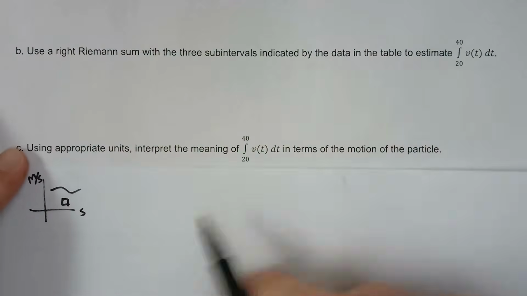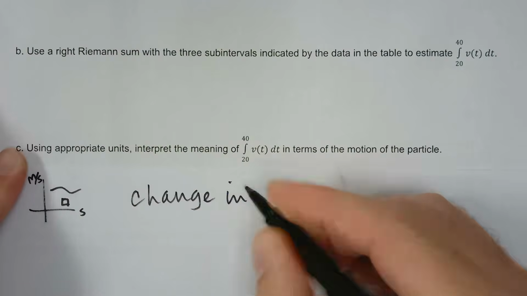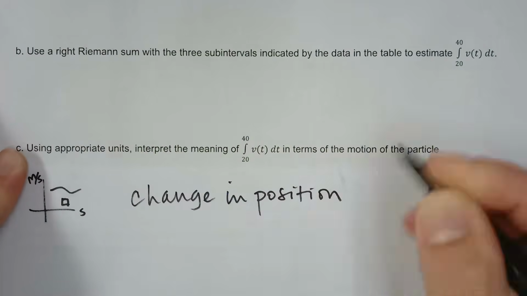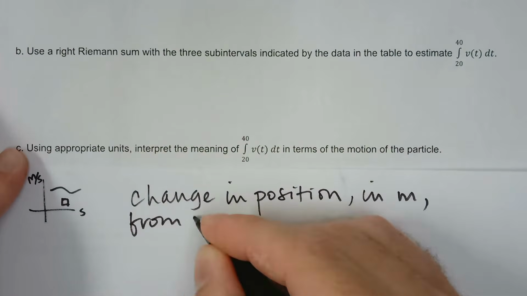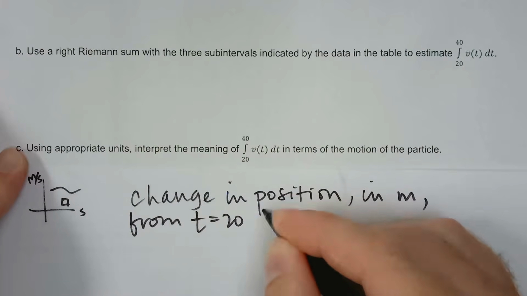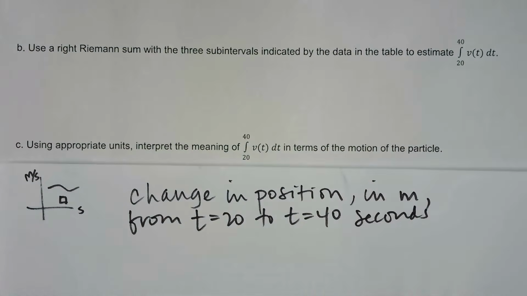I'm not really all that concerned with the meaning yet. Okay, so I'm going to tell you what it is. The change in the particle's position measured in meters from time 20 to time 40 seconds. I don't know if I've talked to your class this year about the NUT strategy when we're doing an interpretation, but we need a noun, units of measure, and a time element. And we've got that. Noun, change in position, units of measure in meters, and time element t equals 20 to t equals 40 seconds. We need all 3 of those.